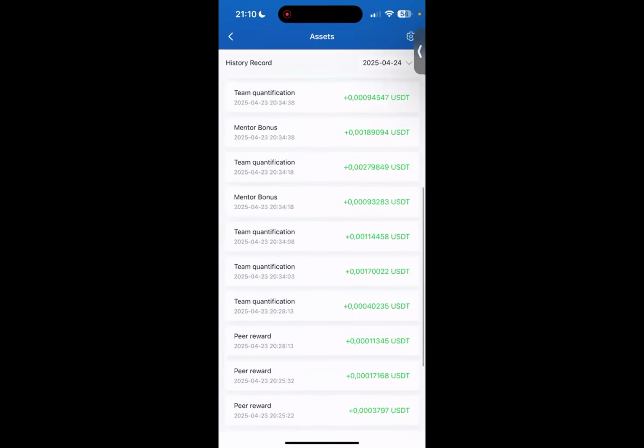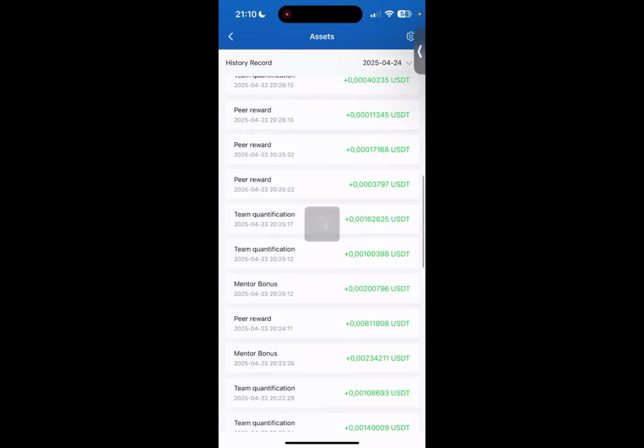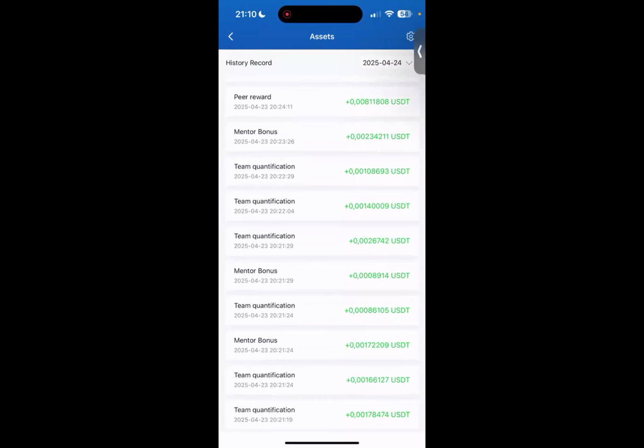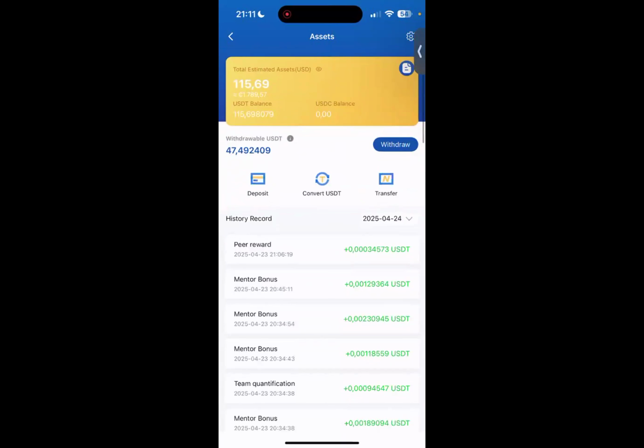Okay, so below on my screen, you can see these are rewards. These are bonuses from team building and also my mentor students. Okay, so anytime my team members are making profit, I'm excited because I'm also making profit. And not only because I'm making profit, but I'm excited that my team is winning.